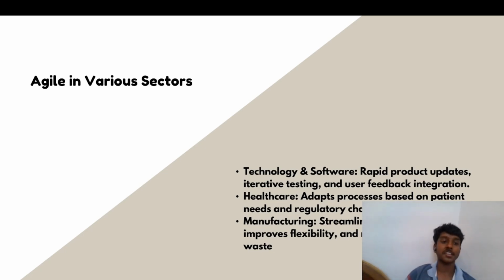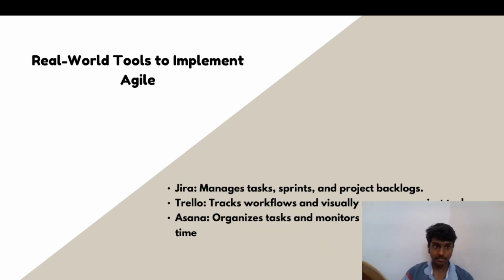These are examples of Agile being used in various sectors: technology and software, healthcare, manufacturing. Now, real-time tools to implement Agile. Here are some of the tools being used to implement this Agile model. One is Jira, which manages tasks, sprints, and project backlogs. Another one is Trello, which tracks workflows and visually manages project tasks. And the third one is Asana, which organizes tasks and monitors team progress in real time.